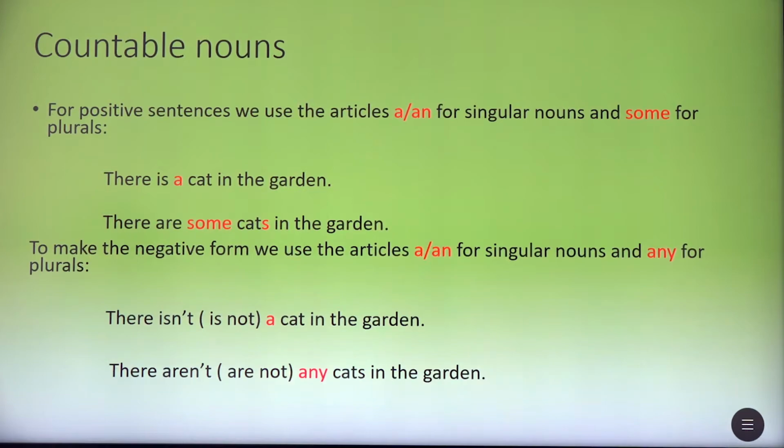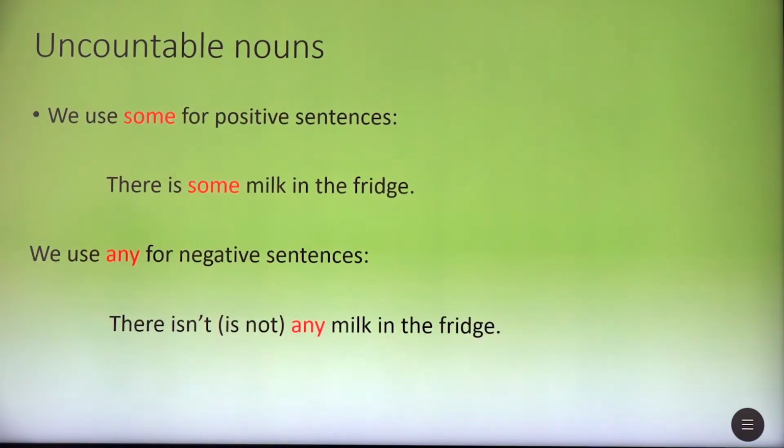To make the negative form, we use the articles a or an again for singular nouns and any for plurals. For example, there isn't a cat in the garden, and there aren't any cats in the garden. Uncountable nouns. We use some for positive sentences. For example, there is some milk in the fridge. In this case, we have the noun milk, which is an uncountable noun, and we use some. We use any for negative sentences. There isn't any milk in the fridge.